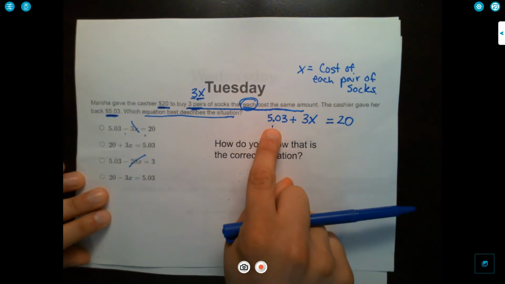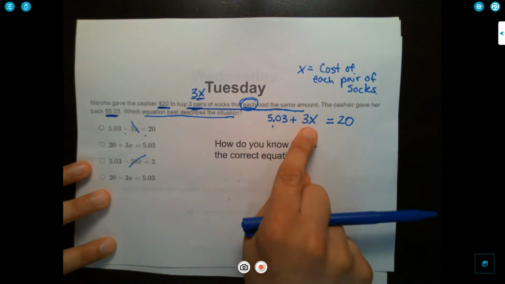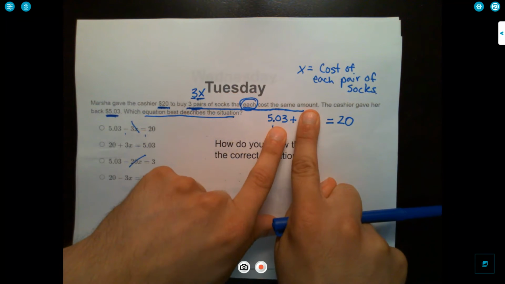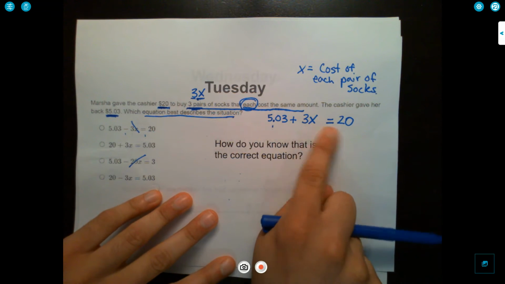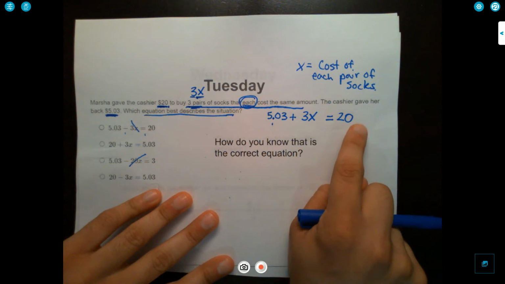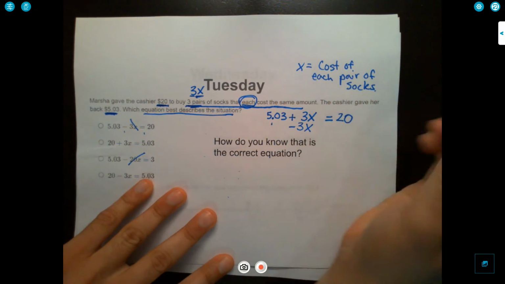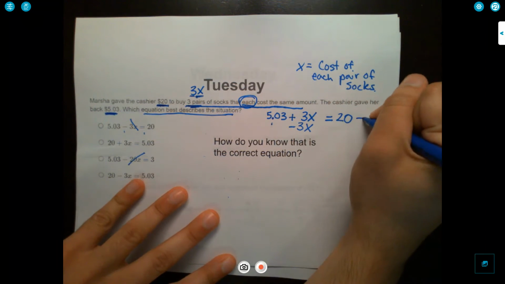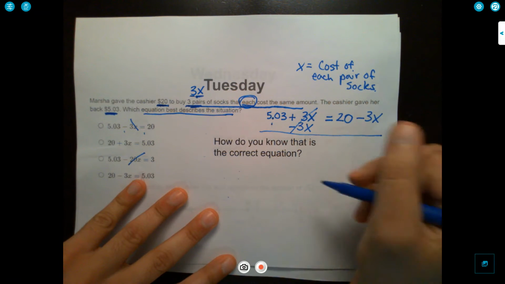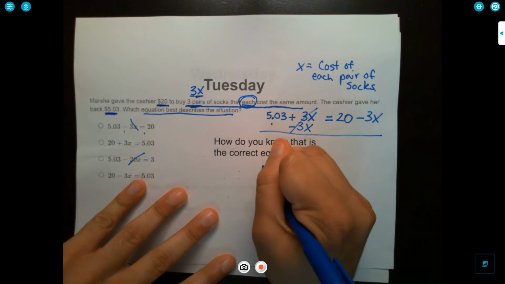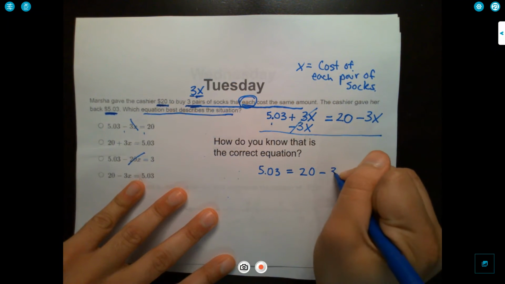So if I want to get this equal to $5.03, what I'm going to have to do is get rid of this 3x. So that way I have the $5.03 by itself. Okay, how do I get rid of this 3x? By inverse operation. However, there's not an x value over here. But that's okay, because if I'm going to cancel out over here, I can still express it on this side by it just being a negative. That will cancel out. So if I'm going to rewrite my equation without actually solving for anything, I can rewrite this as 5.03 is equal to 20 minus 3x.